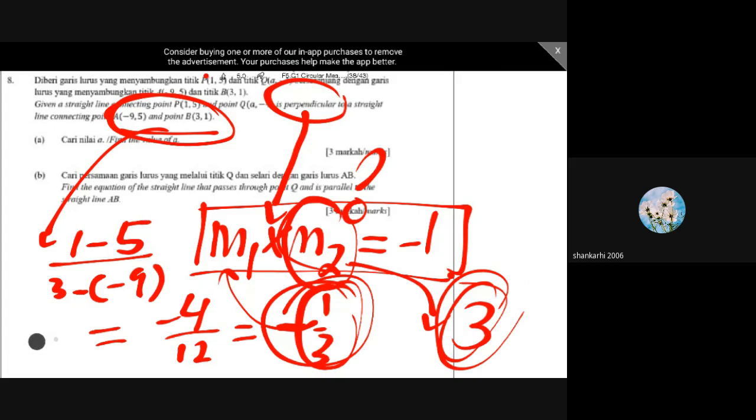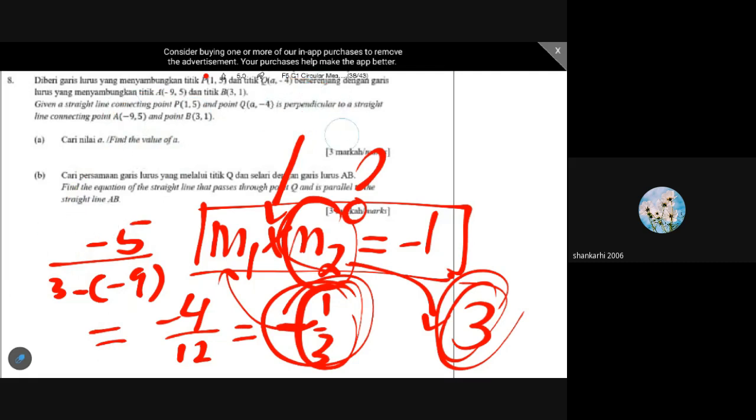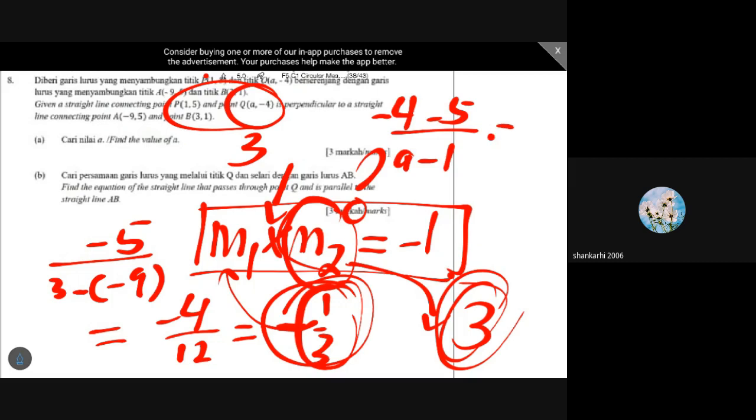Now look back at the question to see what they want. Find the value of A. It's easy, you already know this gradient. So you just apply the gradient formula again. This whole line over here is 3. So you take -4 minus 5 over A minus 1 equals 3. So you can solve for your A value. What A value do you get, guys?